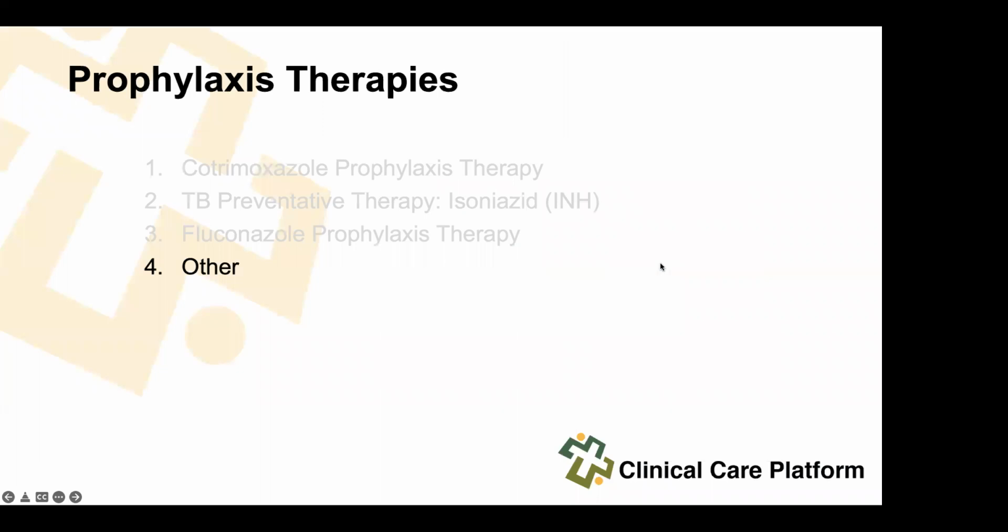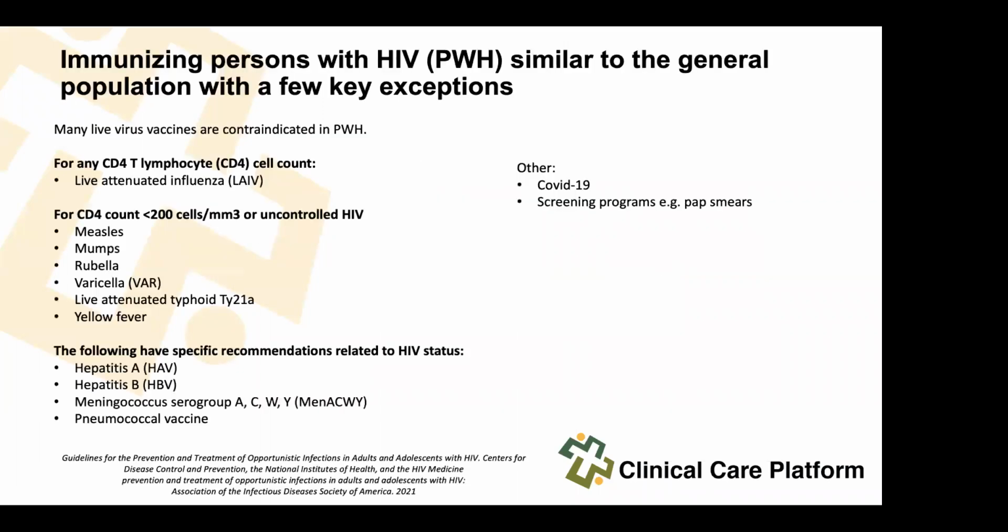And then the other is just 2 slides, just to give you a glimpse to say, when we say prophylaxis, we are talking about prevention of opportunistic infections. And we don't just prevent by giving antifungals and antibiotics. There's also vaccines, which can really benefit our clients.